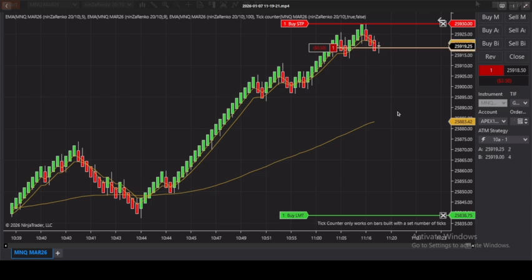Normally I wouldn't take a short against the trend. This is the 100 EMA here, and this is the 5 and the 9. But since it's an Apex eval, it doesn't really matter too much. It's just one micro, so I took it. And I think this trade is one of the winners. Let's speed this up a little bit.